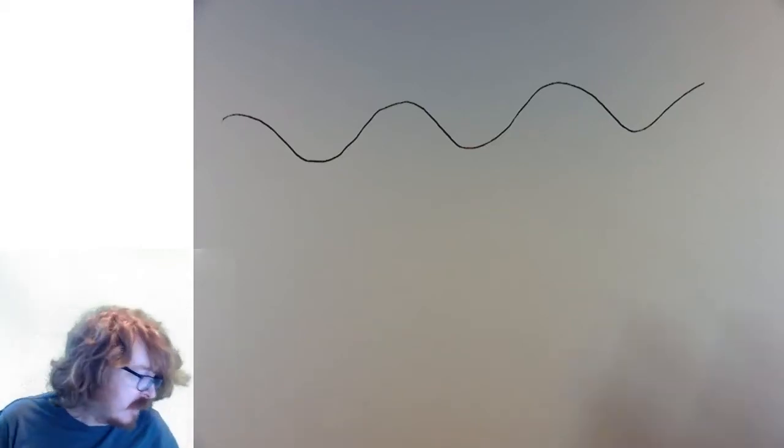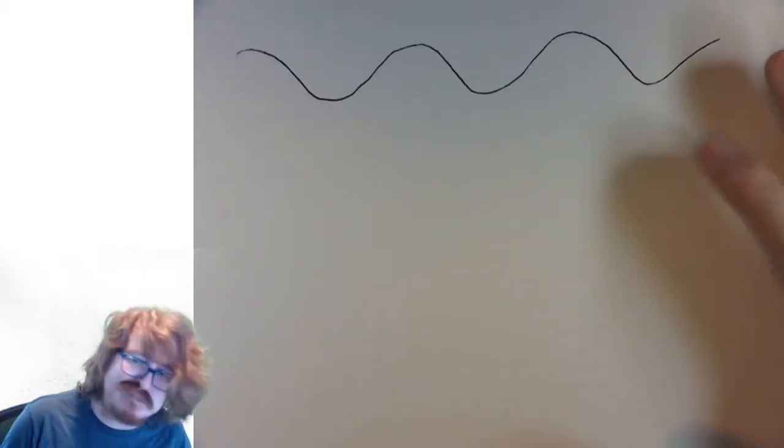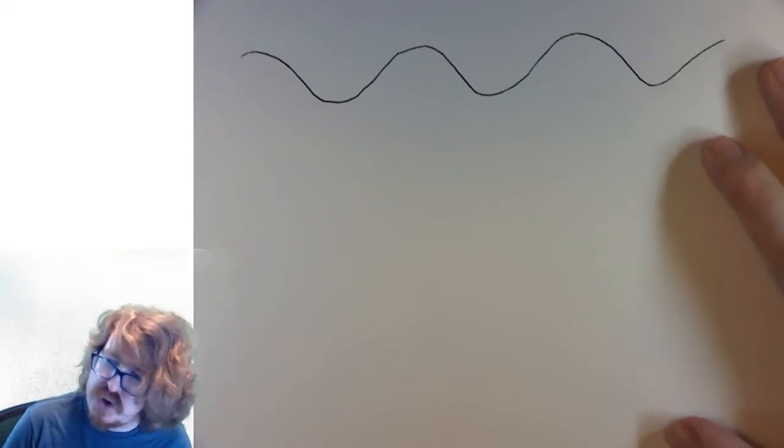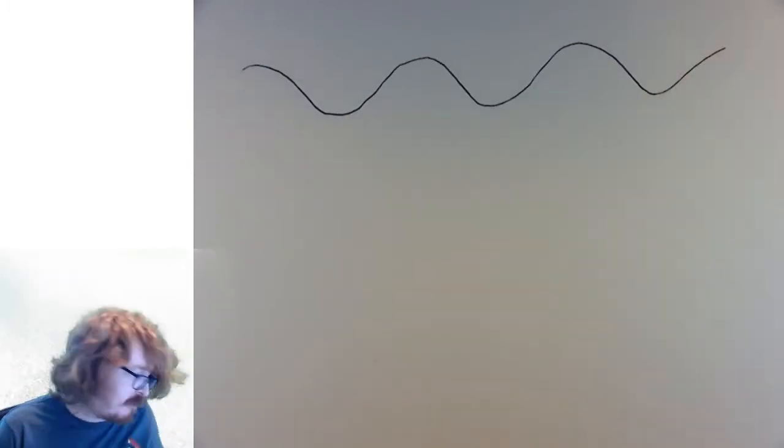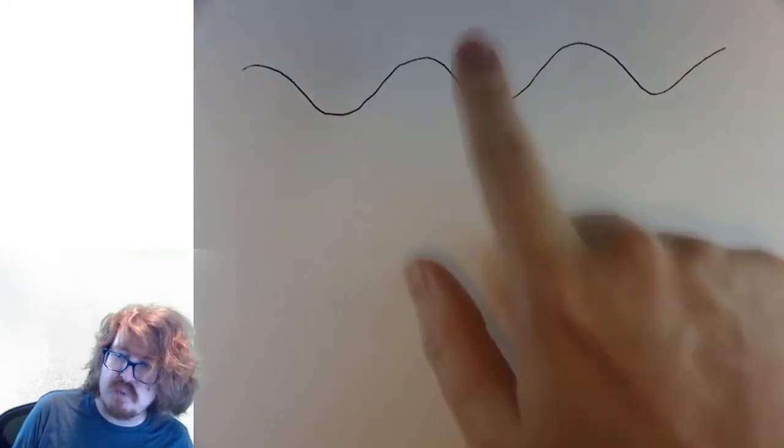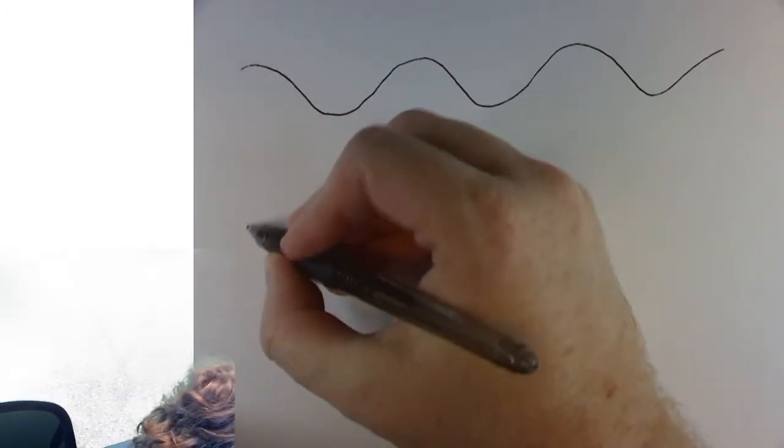So, now, here we go. Are all beams exactly the same? No, okay? So, for example, check it out. Let's say that this is one beam of light, and this right here was another beam of light.